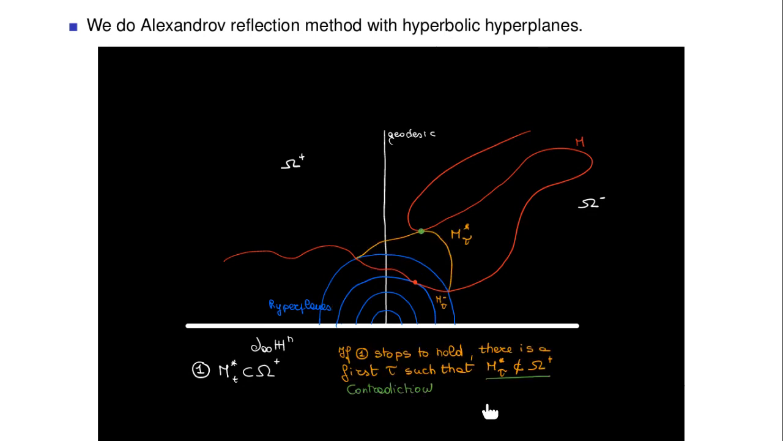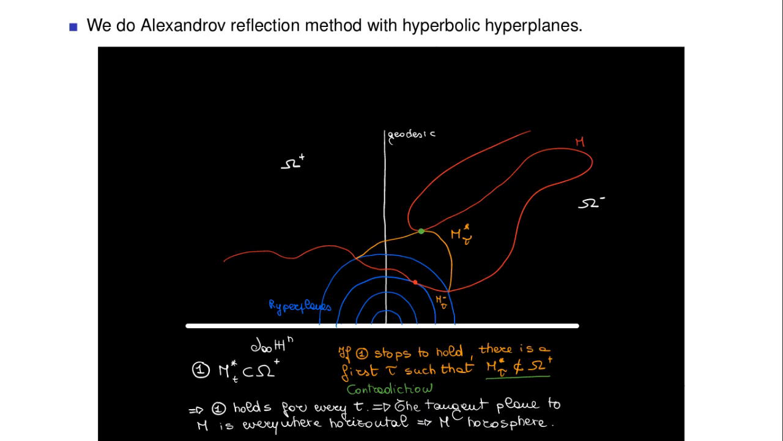In fact, if these properties stop to hold, there will be a first tau where the two hypersurfaces, the reflected one and the original one, M, touch. And here you have a contradiction by the maximum principle. So this holds forever. And it's really just thinking a little bit that if it holds forever, then the tangent plane to M is everywhere horizontal, and this means that M is a Eurosphere.